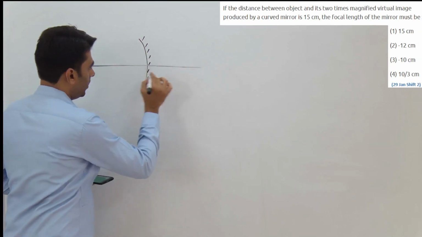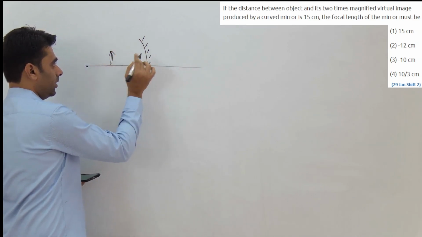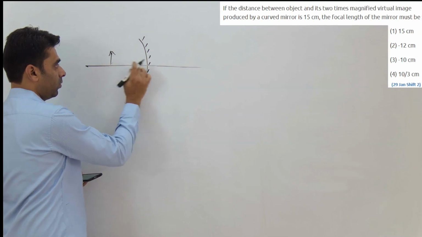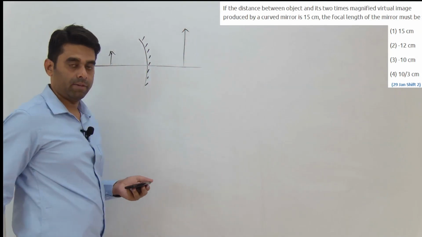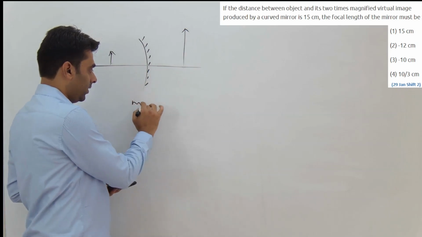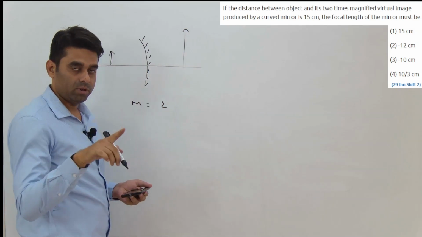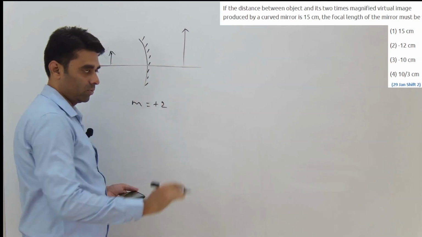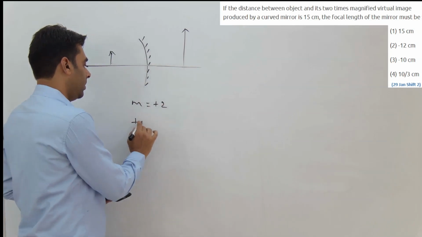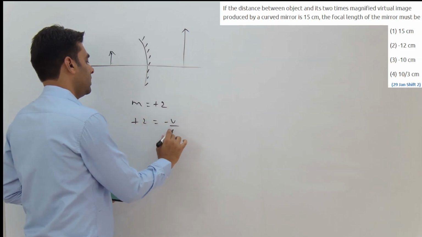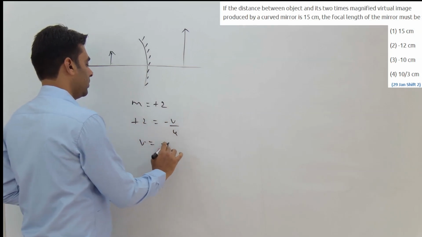right? Concave mirror, object is placed over here. When the object is placed between focus and pole, in that case we get a virtual image which is magnified. How much magnification? It is 2 times magnification, and because it is virtual we will take it as plus 2. So what can we write? Plus 2 is equals to minus of V by U. V is equals to minus 2U.